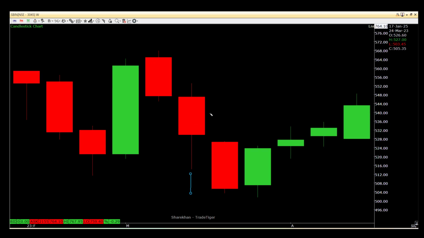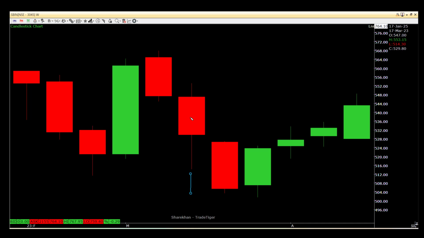I will put the cursor on the red candle, and all the information, open, high, low, close, will be shown on the right side upper corner. Please see this part. The open price you can see is 547. At first it opened at 547. Then the closing price is 529.80. The candle color is red. It means the market opened higher. State Bank of India's price opened higher, but it closed lower.